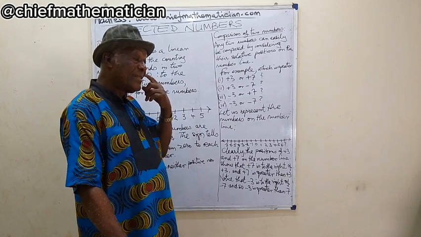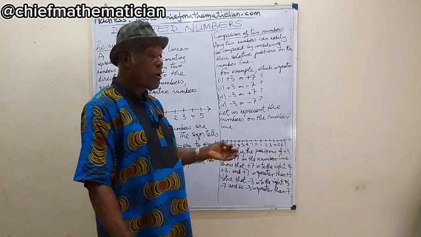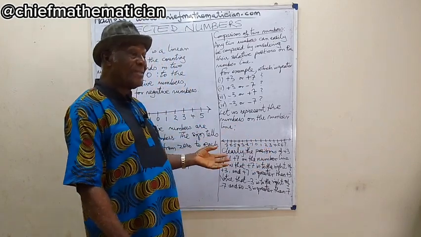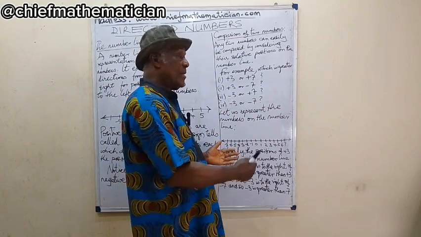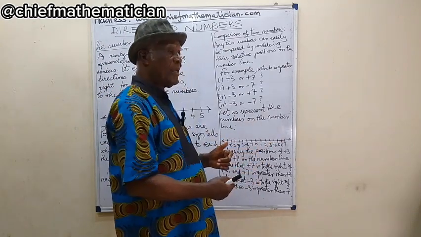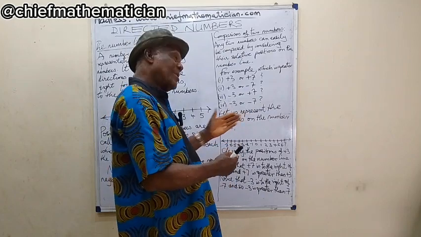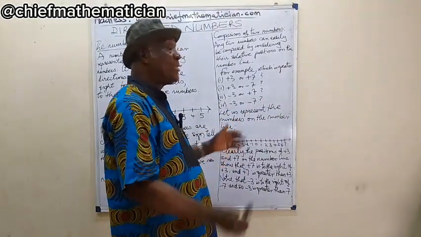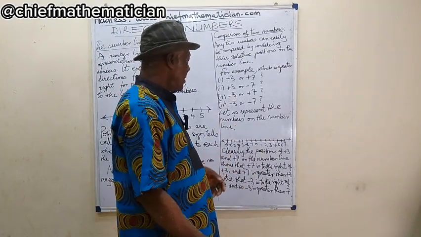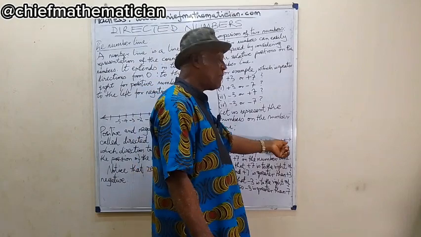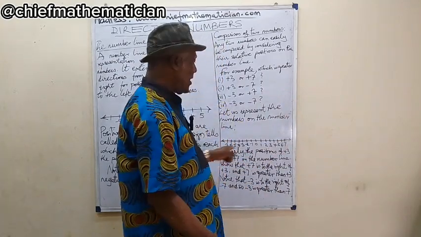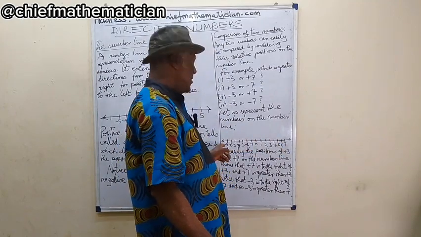Generally speaking, when you are comparing two numbers and you represent them on the number line, the one that is to the right is usually greater than the one that is to the left. Any two numbers you take and you want to compare them, which one is greater? Look at minus 7, look at plus 7. Plus 7 is to the right of minus 7. And so plus 7 is greater than minus 7.